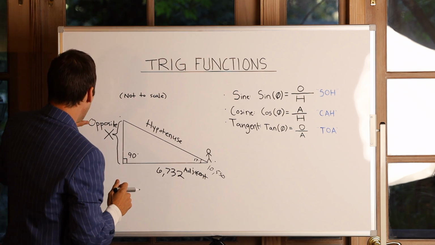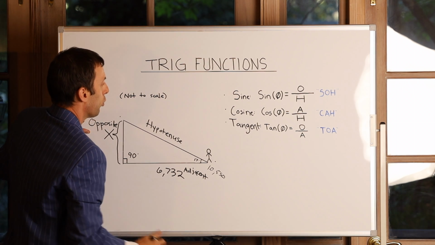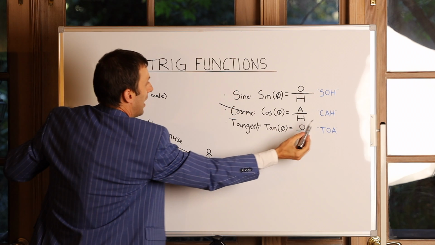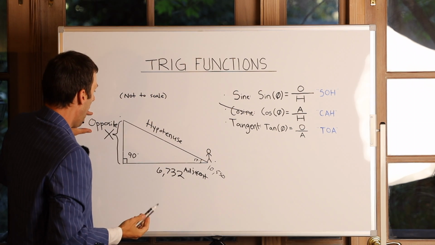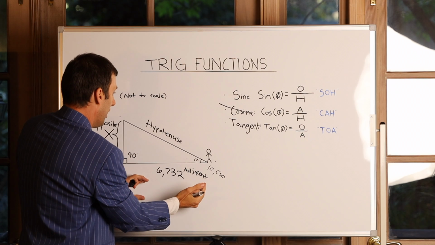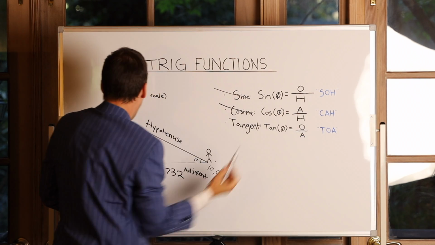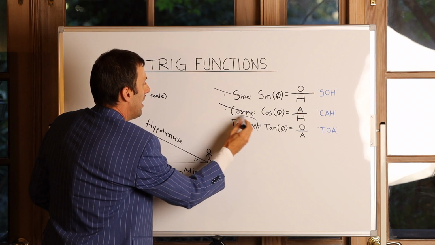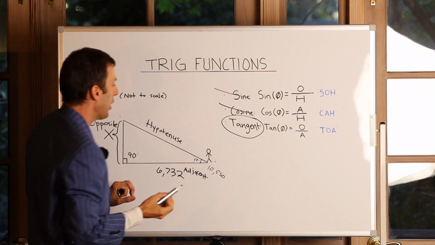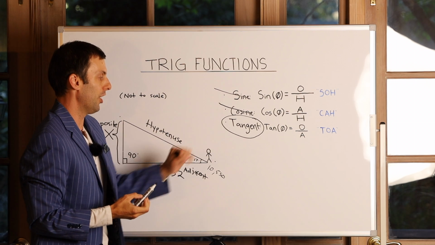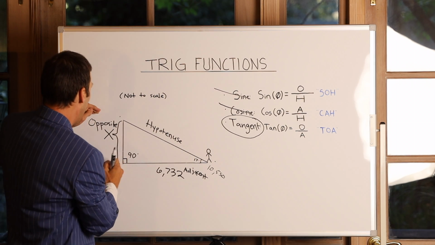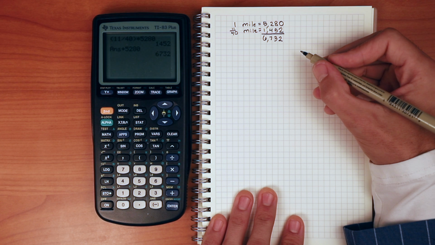Well, we know we need an O, so that immediately rules out cosine, because it doesn't have an O. And we also know what A is, so that also rules out sine, because sine does not have an A. So it must be tangent. So we are going to use the tangent function to figure out what x is. Now that we know the angle and the distance, we can use the tangent function to compute the height.